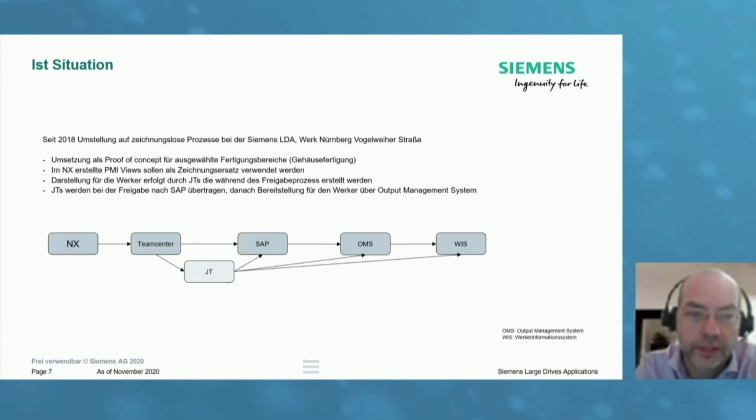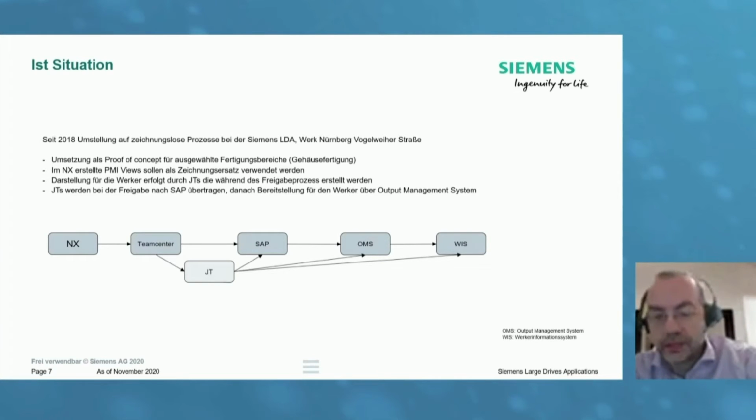The JT is distributed using SAP, and we use a so-called output management system, which is installed on the workstation itself for a particular ticket. Using this output management system, the worker is provided with JT at his workplace. The process worked. That was never a major problem.